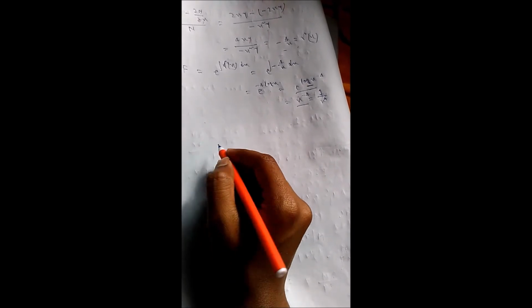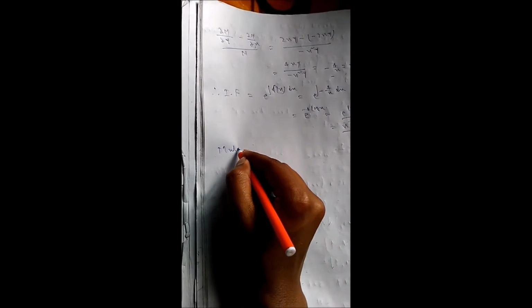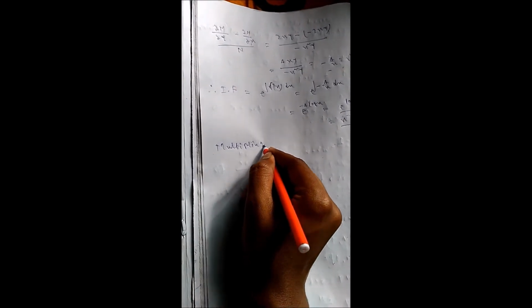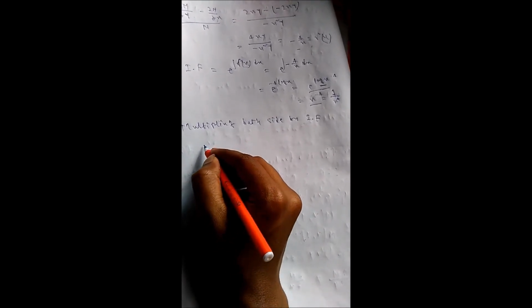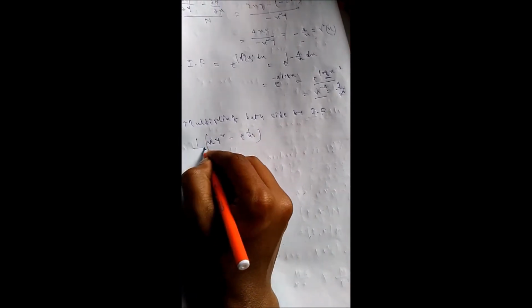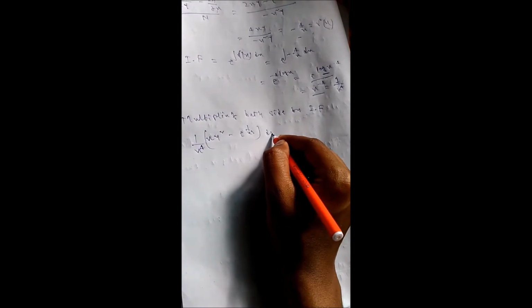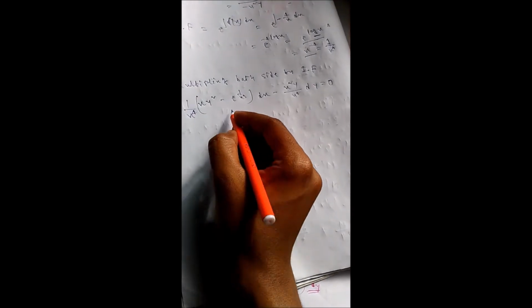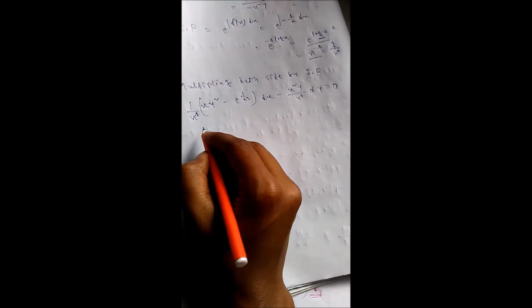Now multiplying both sides by the integrating factor: (x y square minus e to the power 1 by x cube) times 1 by x to the 4 dx minus x square y by x to the 4 dy is equal to 0. Now we integrate this.